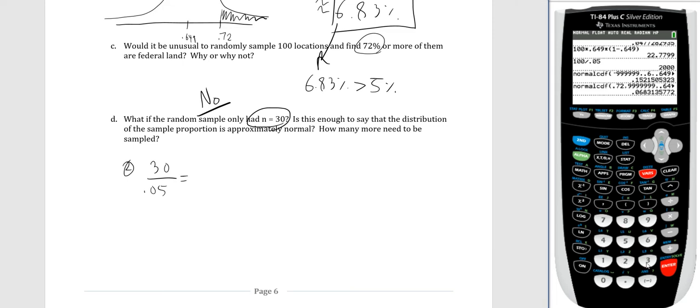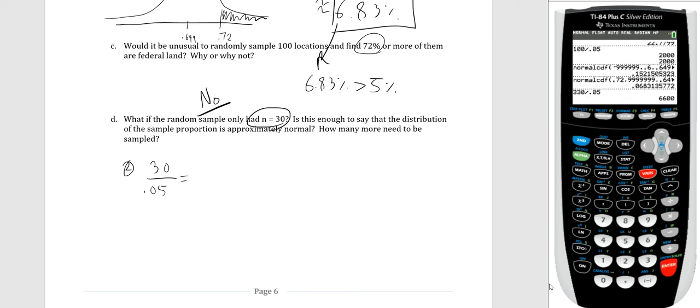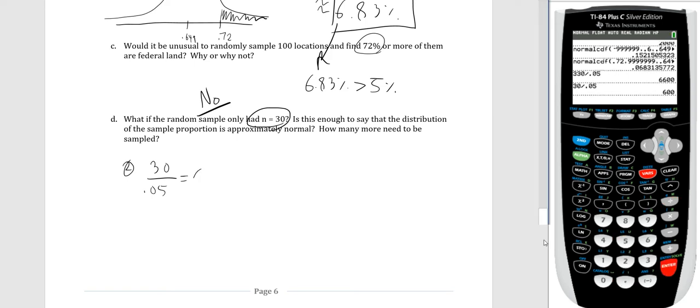If I do 30 divided by 0.05, I should get 600. And if we said earlier that 2,000 was less than all locations in Utah, or less than 5% of all locations, if there are more than 2,000 locations in Utah, then there are also more than 600, so that should be okay. But that first condition is kind of the problem, where we have to check np(1 minus p) and we want to make sure that's greater than or equal to 10.